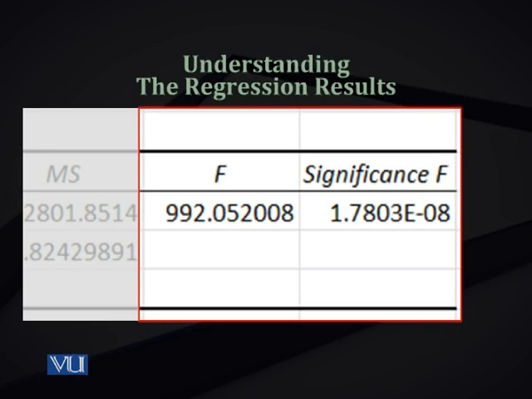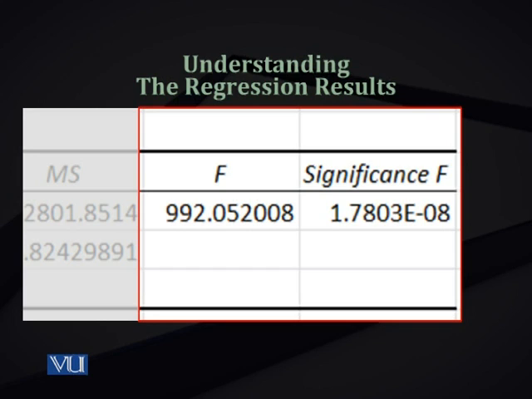This means that actually this value can be read as 0.0000000178. So this is a very small value. Now let me explain this significance of F. It is the level of significance at which our calculated F becomes larger than the table value. So this is a very small value.